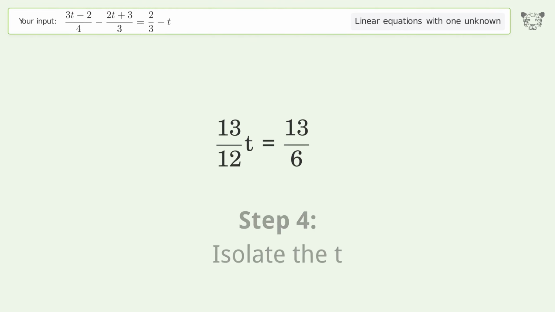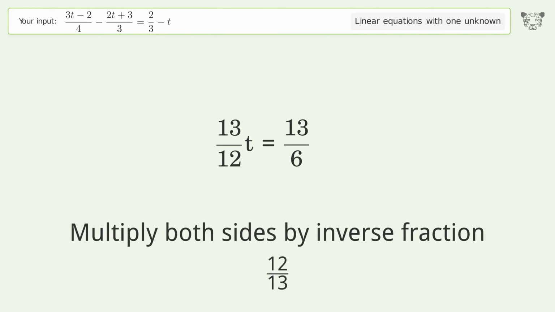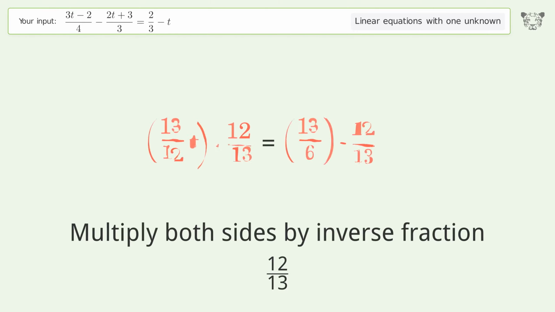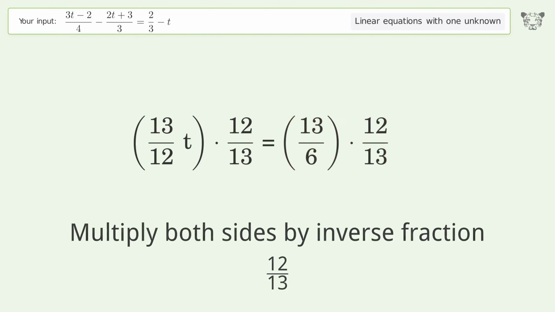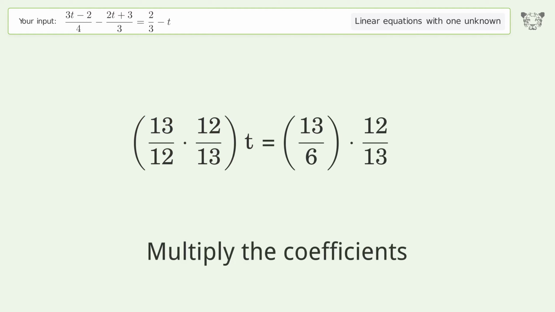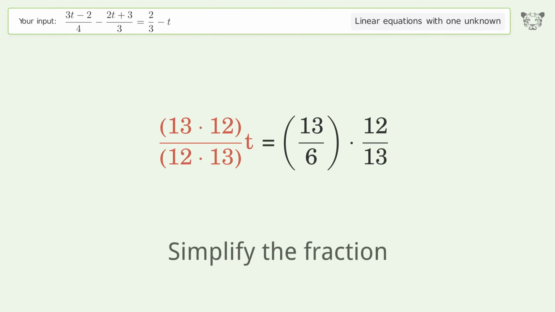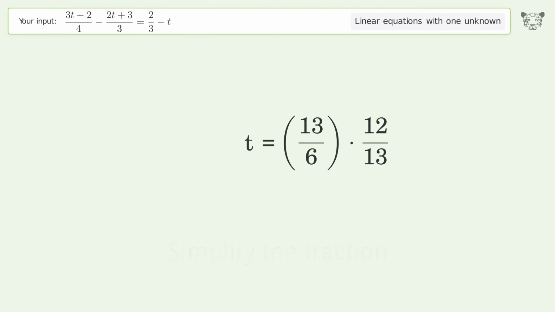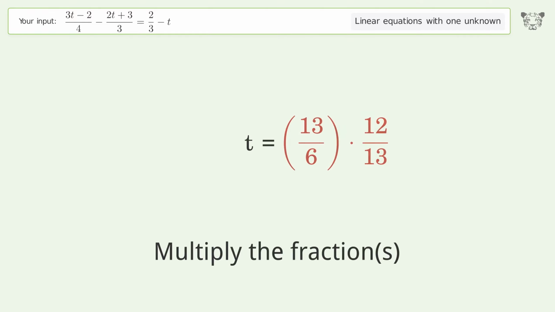Isolate the t. Multiply both sides by inverse fraction 12 over 13. Group like terms. Multiply the coefficients. Simplify the fraction. Multiply the fractions.